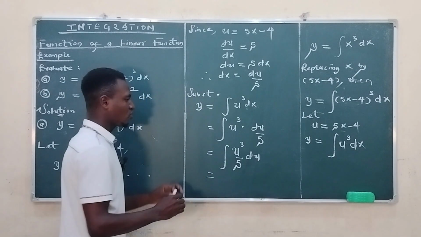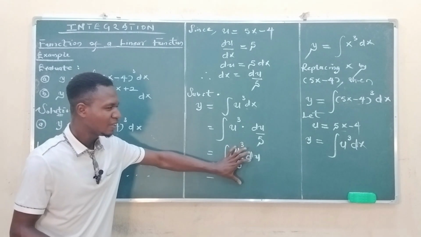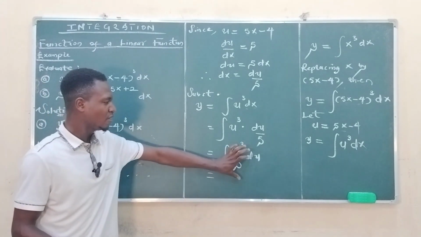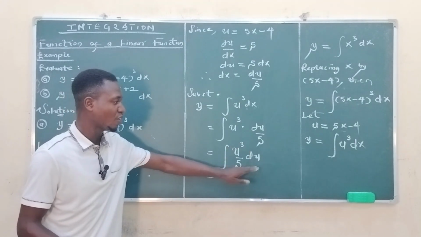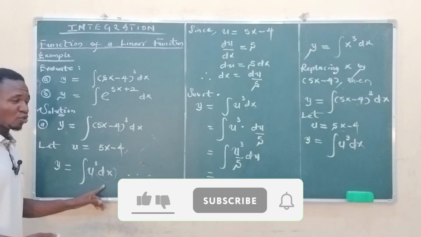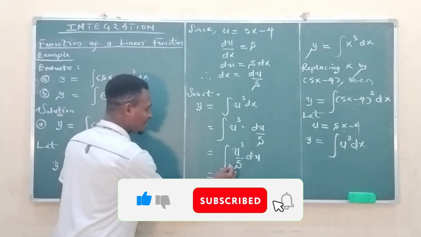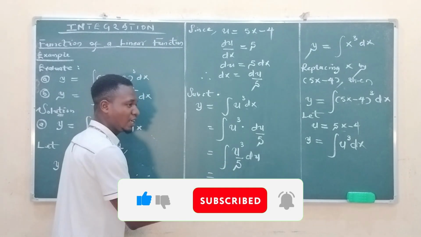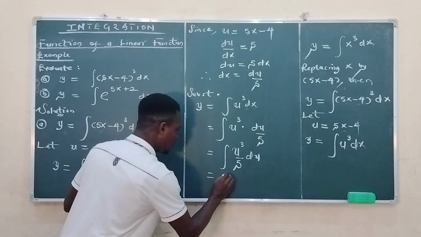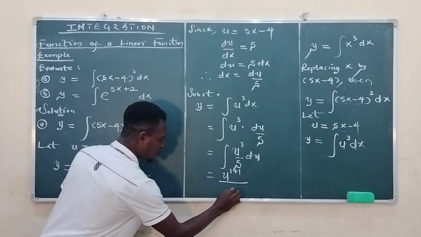Now if you look at this, this integral is now in a state of uniformity. Why? Because we are now integrating this function in u with respect to u, not this function in u with respect to a different variable. So we just cannot do that. So how do we integrate this now? To integrate this, we apply the rule: increase the power by 1 and divide by the new power. So we have u raised to the power of 3 plus 1, all divided by 3 plus 1.